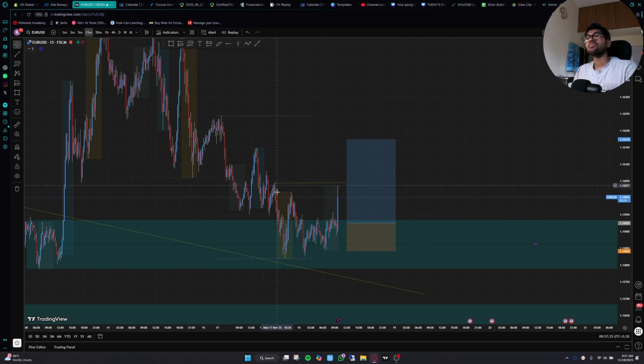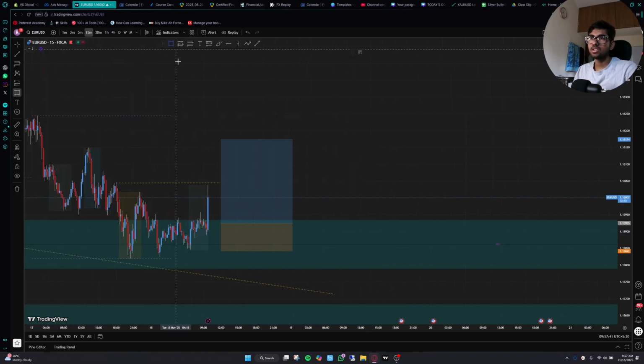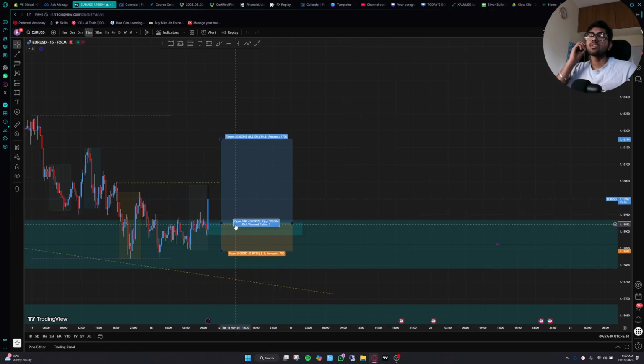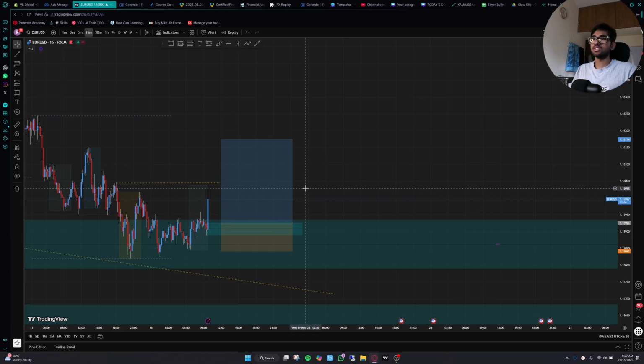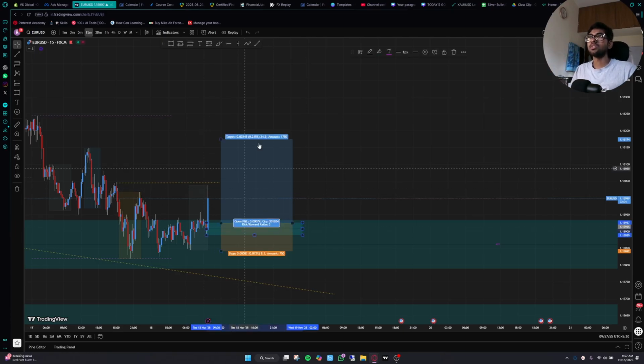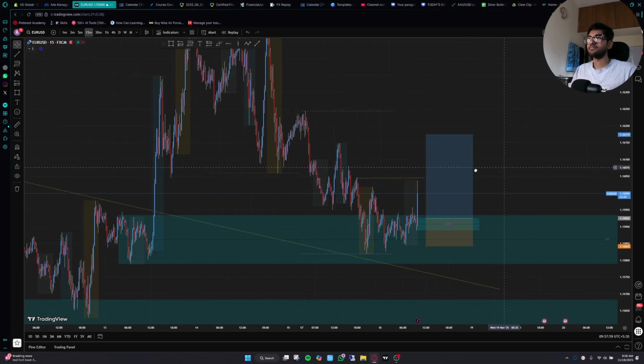Or one more thing we can do is wait for price to take this out, draw another order block from this region, wait for price to tap into it, and wait for a 1 minute change of character and a break of structure, and then we enter on the retest. This is another plan that you could try.